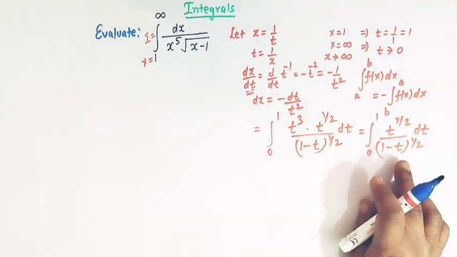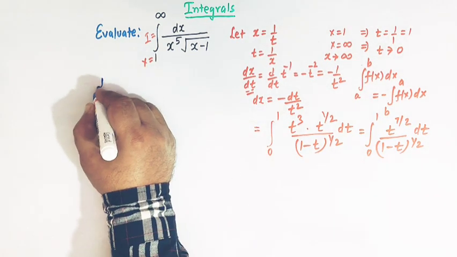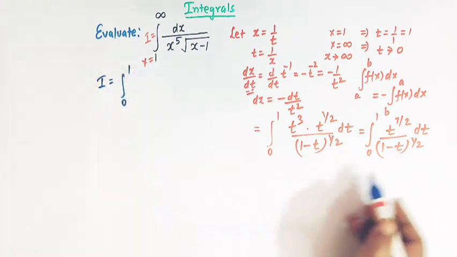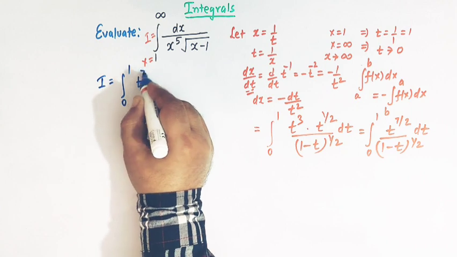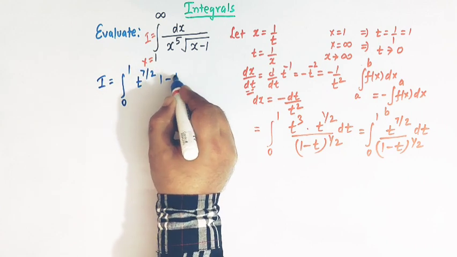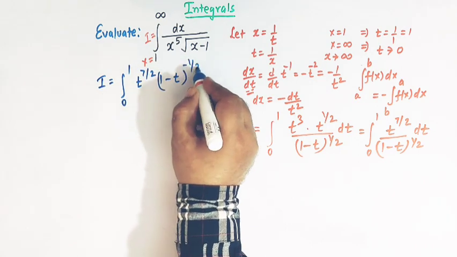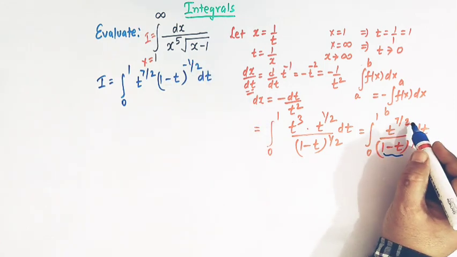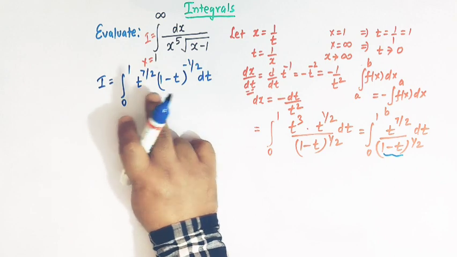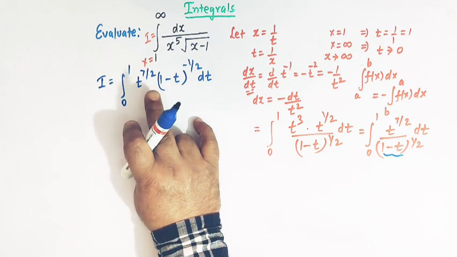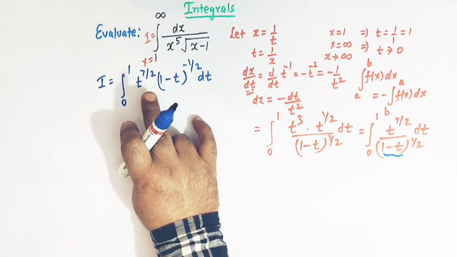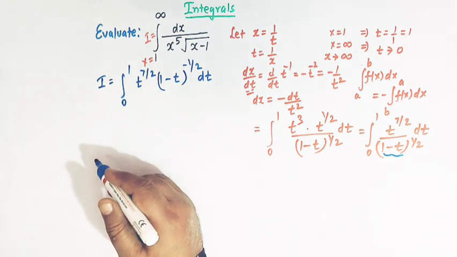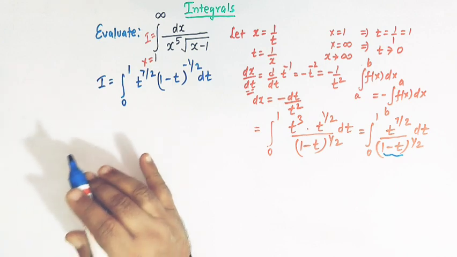So viewers, now this integral can be written as I, that is 0 to 1, and here we have t raised to 7 over 2 and (1 minus t) raised to minus half, right? So we can take this term to the numerator. Now see, our aim is to convert this integral into the beta function, right? And beta function is also known as Euler's integral of first kind, right?